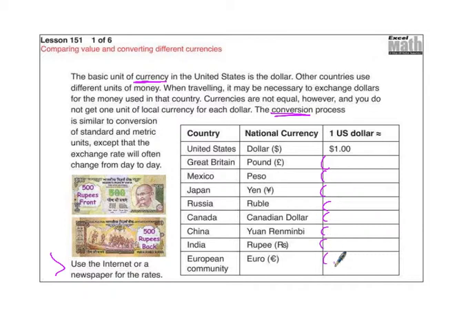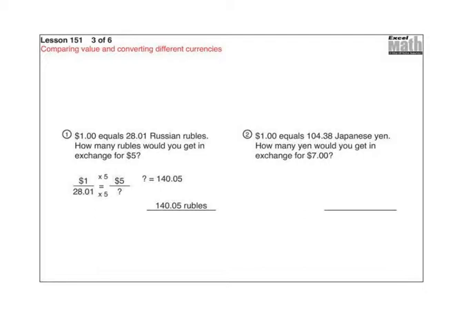So you're going to pause the video, go do that, maybe open a different tab or a different browser window. In Great Britain, they use a pound, so find out how many pounds you get for $1, how many pesos you get for $1, how many yen, and so on, and fill those into these spots. And then turn it back on to watch the rest of the lesson.